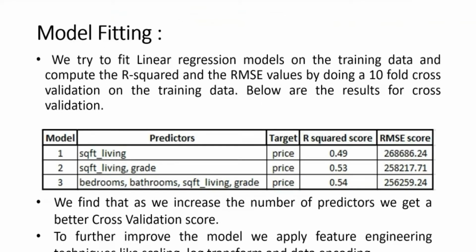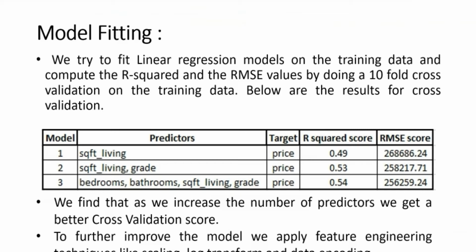Model fitting. We were very curious to see how a linear regression model responds to our initial hypothesis. Here we developed three models with price as the target variable. The first independent variable we took was square feet living, and we observed that we got an R squared of 0.49 and an RMSE score of 268686.24.